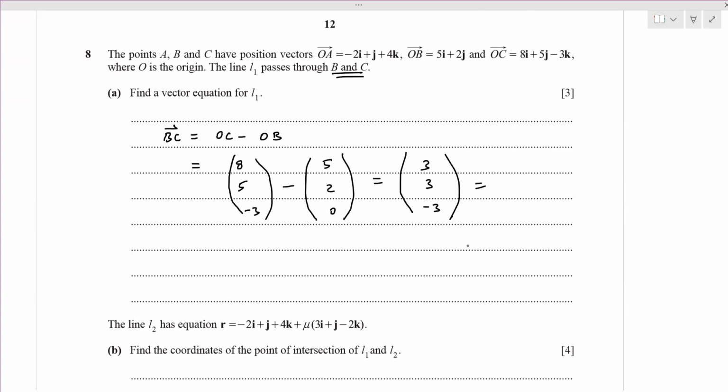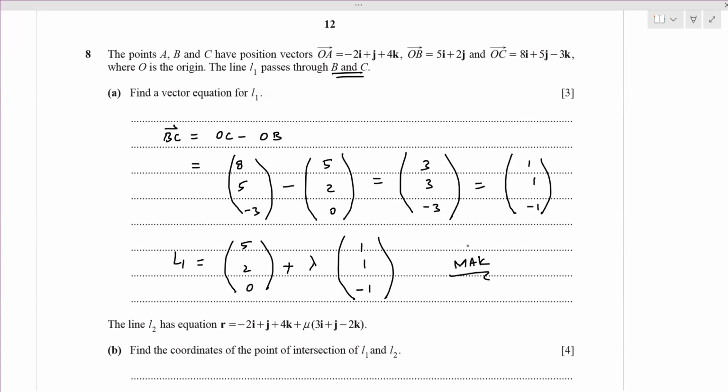But this is not the direction vector. Direction vector is after taking common, 1, 1, -1. This is the direction vector. Therefore, equation of line L1 is OB, any point. So I'm taking OB. It will be 5, 2, 0 plus lambda times direction, 1, 1, -1. So this is the equation of the line BC.